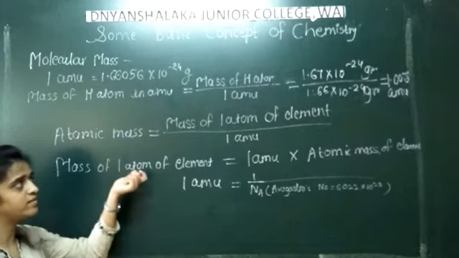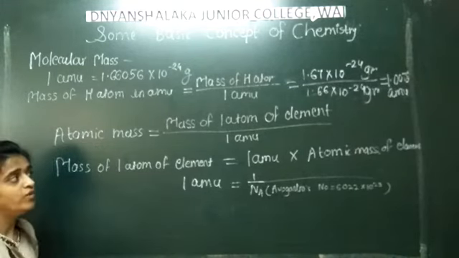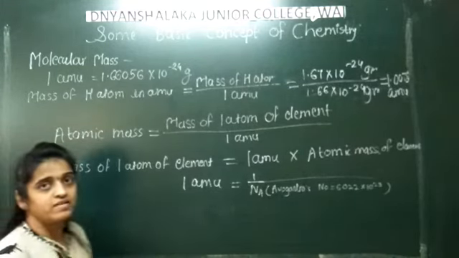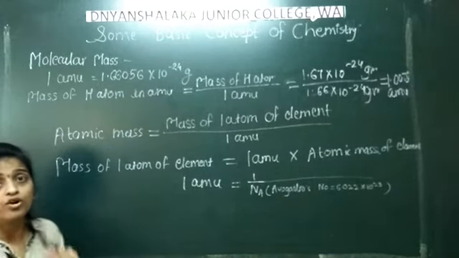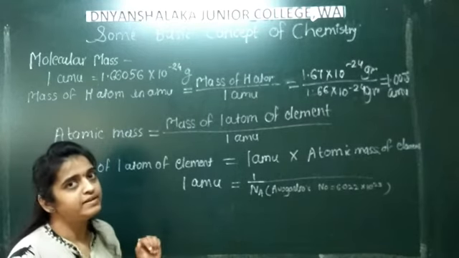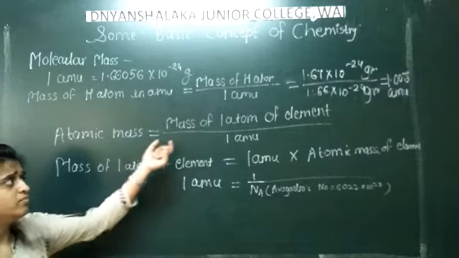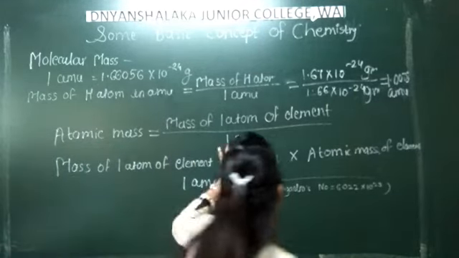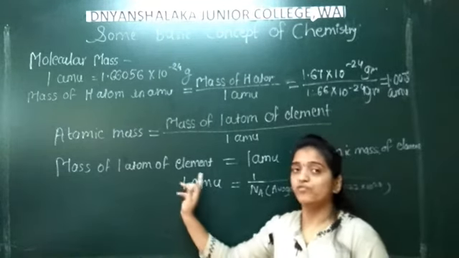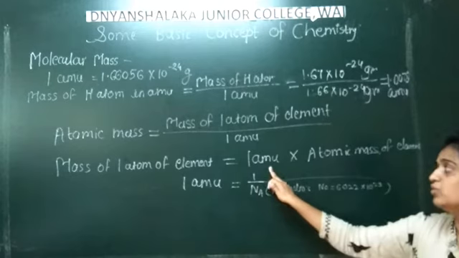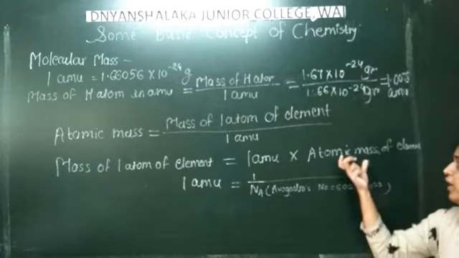Last lecture we also studied atomic mass. Atomic mass is equal to the mass of one atom of an element upon 1 AMU. Atomic mass means the number of protons plus neutrons present in the nucleus. So we calculate the mass of one atom of an element as 1 AMU into the atomic mass of the element.